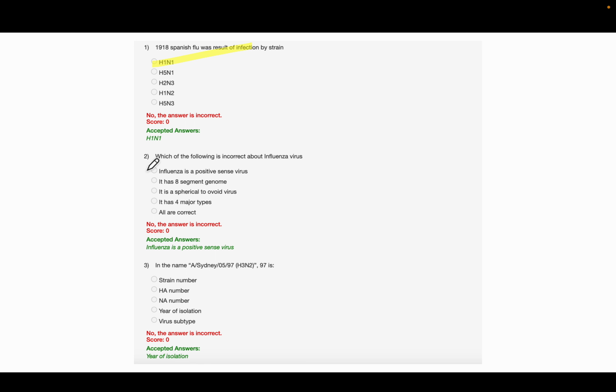So influenza is a negative sense RNA virus, so the incorrect one is option 1. In the name of Sydney 0597 H3N2, 97 is the year of isolation, 05 is the strain number, then HA number, NA number, and virus subtype. So the answer is the option year of isolation, which is the correct answer.